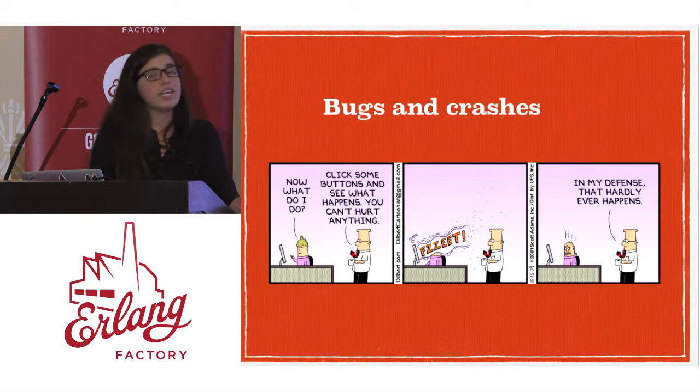So, how did we get here? Bugs and crashes. We deal with them every day, and we try to avoid having them. So, who has been in Dilbert's situation? I have, and maybe everyone here has. In his defense, he said it hardly ever happens, but maybe he missed an edge case when he was testing.